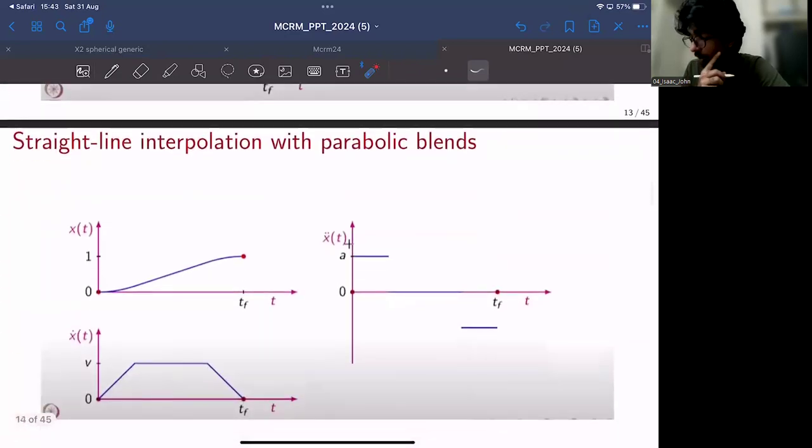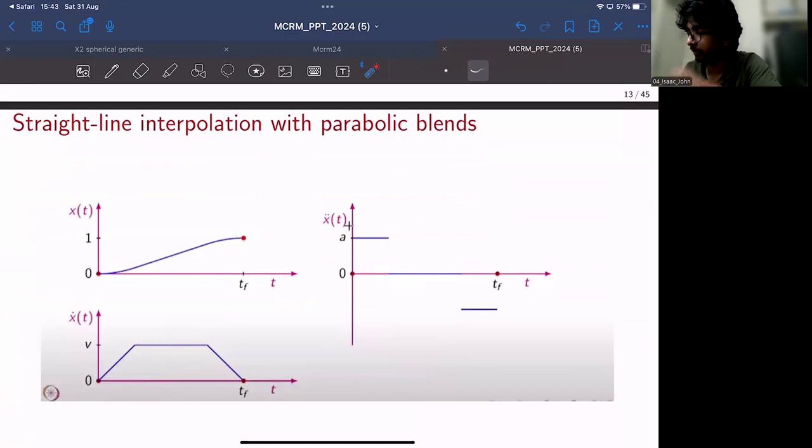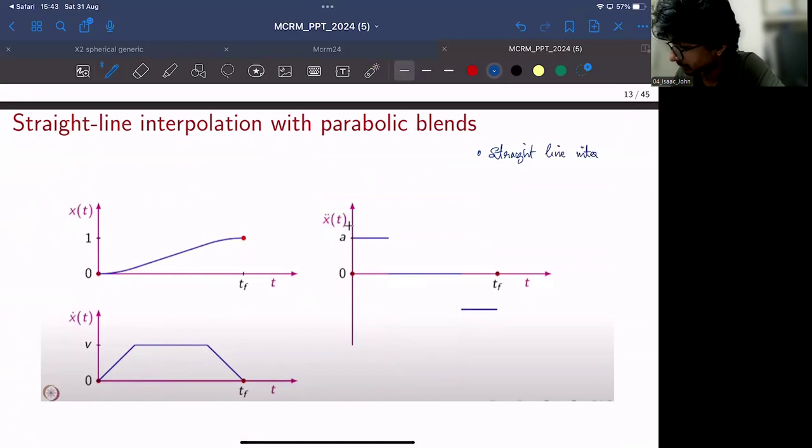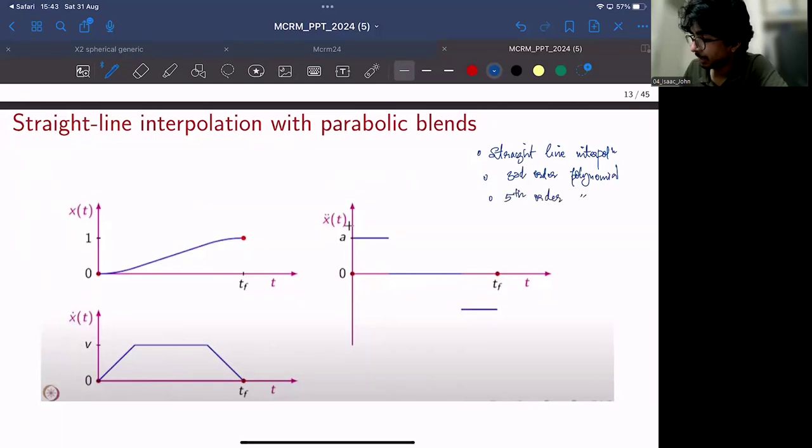Okay, so far, what have we covered? We have covered the straight line interpolation, we have covered a third order polynomial interpolation. Then we have also seen the fifth order case. And another case of interest, a very common choice, is something called a straight line interpolation with parabolic blends.